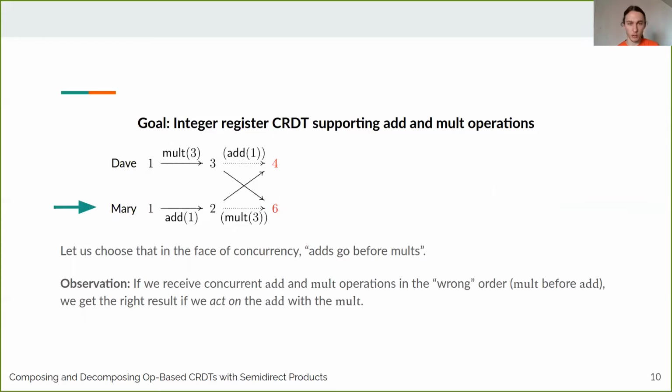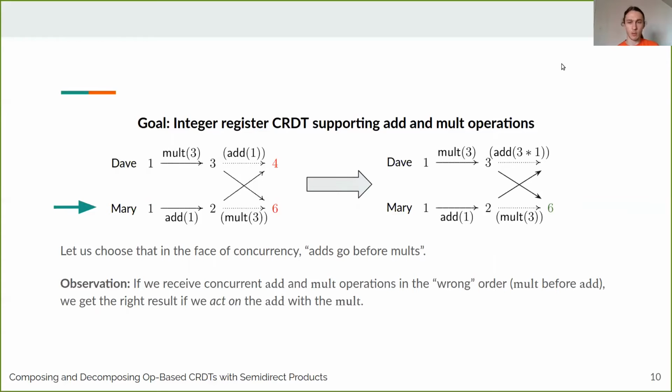the mult in the wrong order, you can fix it up by acting on the addition with the multiplication. Okay? So here what we say is when Dave receives Mary's add 1 message, instead of applying it literally, he's going to act on it with this multiply by 3 message and add 3 instead. So then he gets in the state 6 as well. We've solved the conflict. And this works by the distributive law of multiplication over addition.